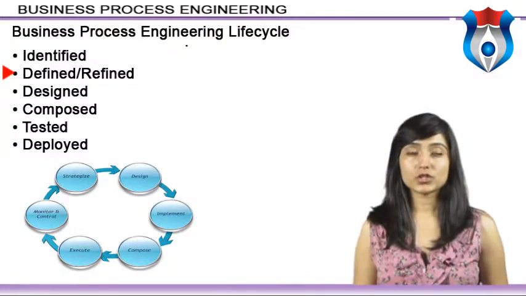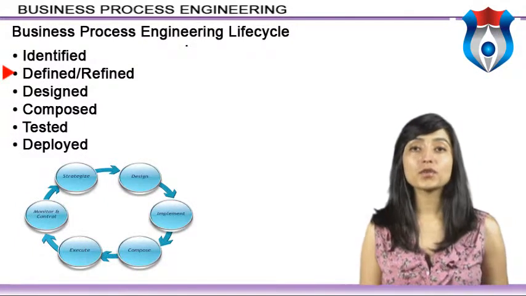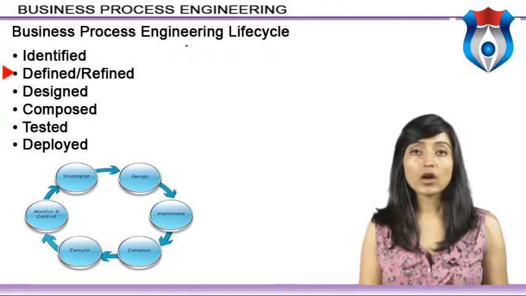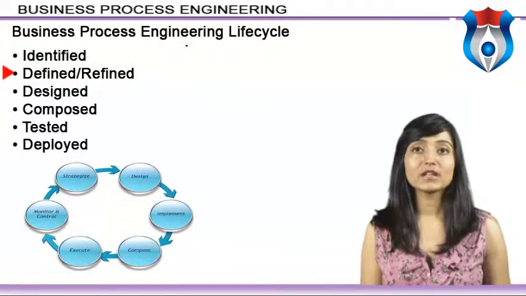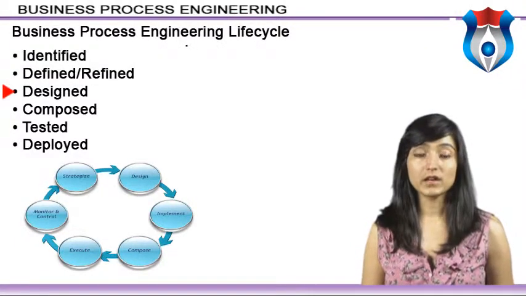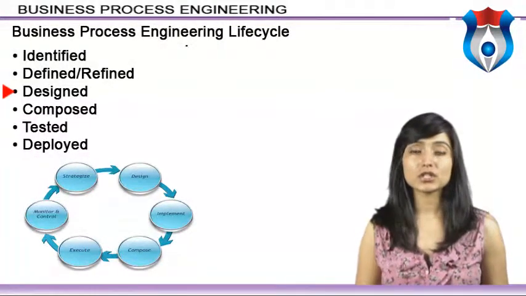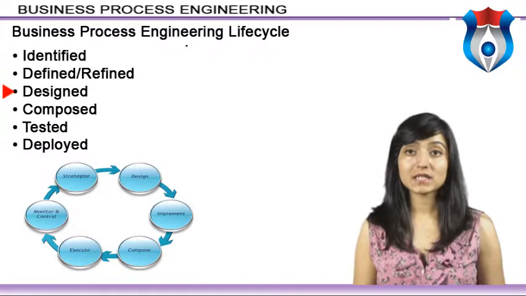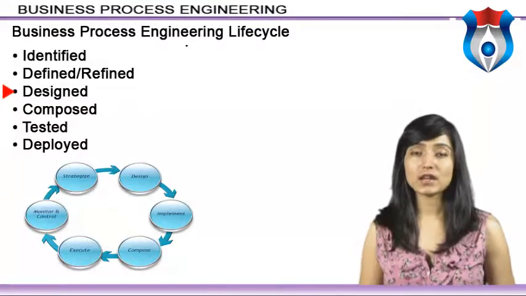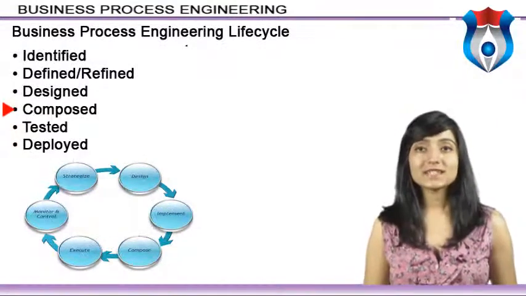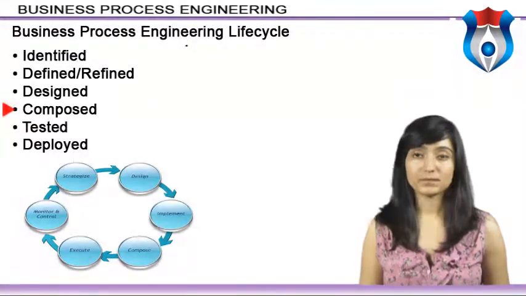On the first iteration through this cycle, the identified process selected for automation undergoes process discovery and definition. On subsequent iterations, the process, having been already defined, is merely refined. Designed. The technical aspects of the process model have been addressed, including integrations, message handling, interface specification, exception handling, security, transactions, etc. Composed. All external integrations, message wiring, and security roles have been configured.